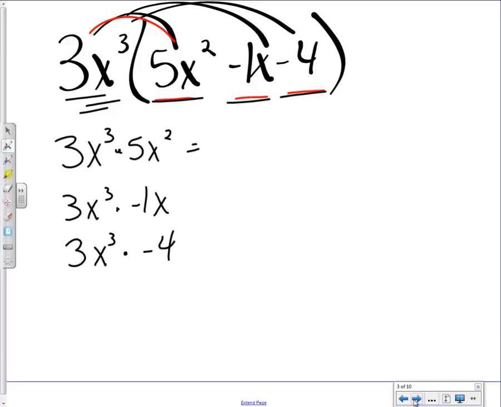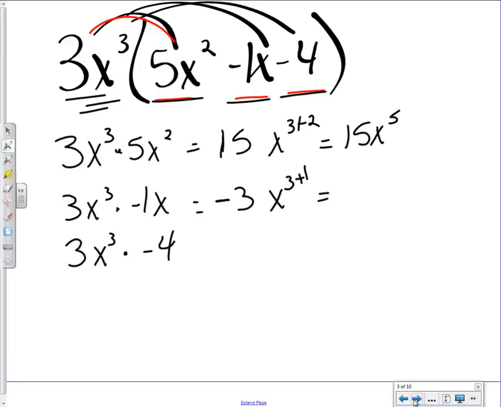So here's what we've got. 3 times 5 is 15. X to the 3rd, x squared, bases match, add the exponents, and I get 15x to the 5th. Okay. The next problem, I have 3 times a negative 1, which is a negative 3. I have x to the 3rd plus 1 equals negative 3x to the 4th.